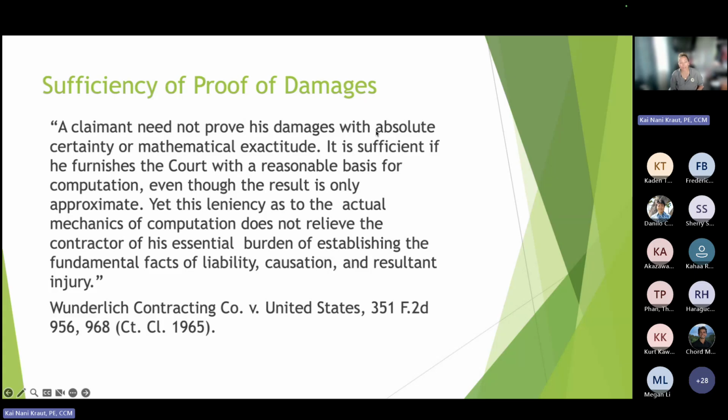A claimant need not prove his damages with absolute certainty, which means it doesn't have to be a receipt, as long as it's mathematically exact. So not an estimate so much or a swag, but something that's reasonable. This is sufficient if it's furnished with a reasonable basis. So again, our analysis, the CE's analysis, is it reasonable? Does it make sense? Those are really those tenets. This leniency in the actual mechanics of computation does not relieve the contractor of his essential burden of establishing facts, liability, causation, results, yada, yada.